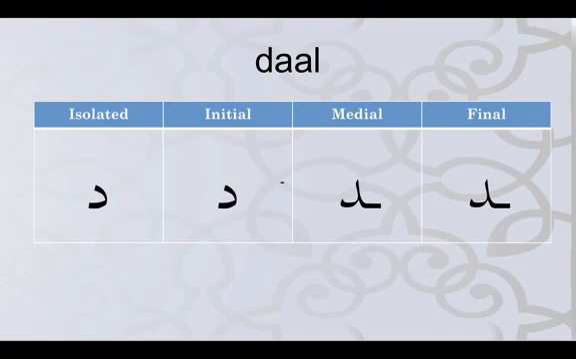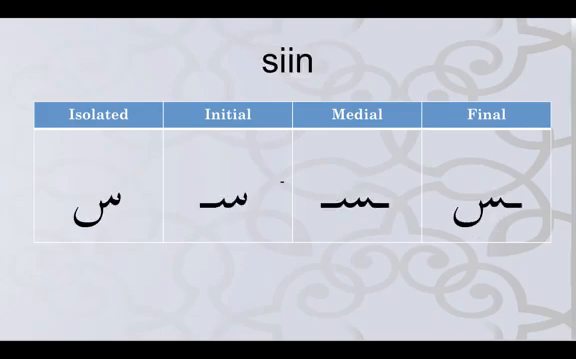The reason is that now you're starting to see that Dal and Dal, Ra and Za, and Jim, Ha, Kha are written like that for this particular reason: it will become easier for you to remember their initial, isolated, and medial formats. You just have to remember Dal and Dal look alike, Jim, Ha, Kha look alike.